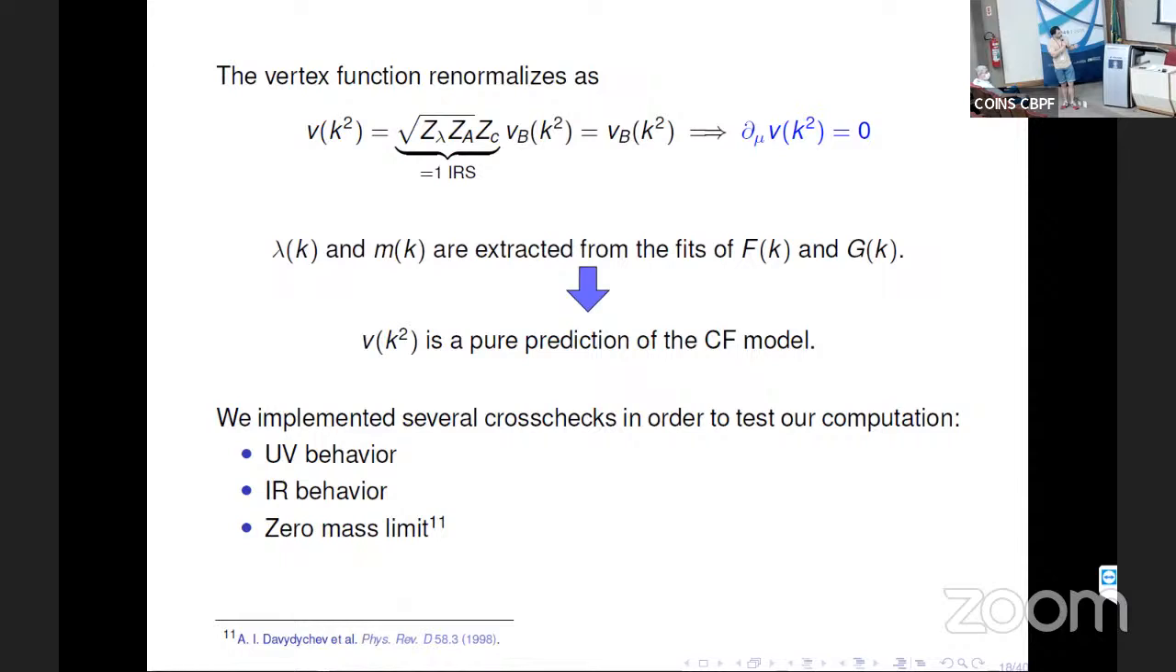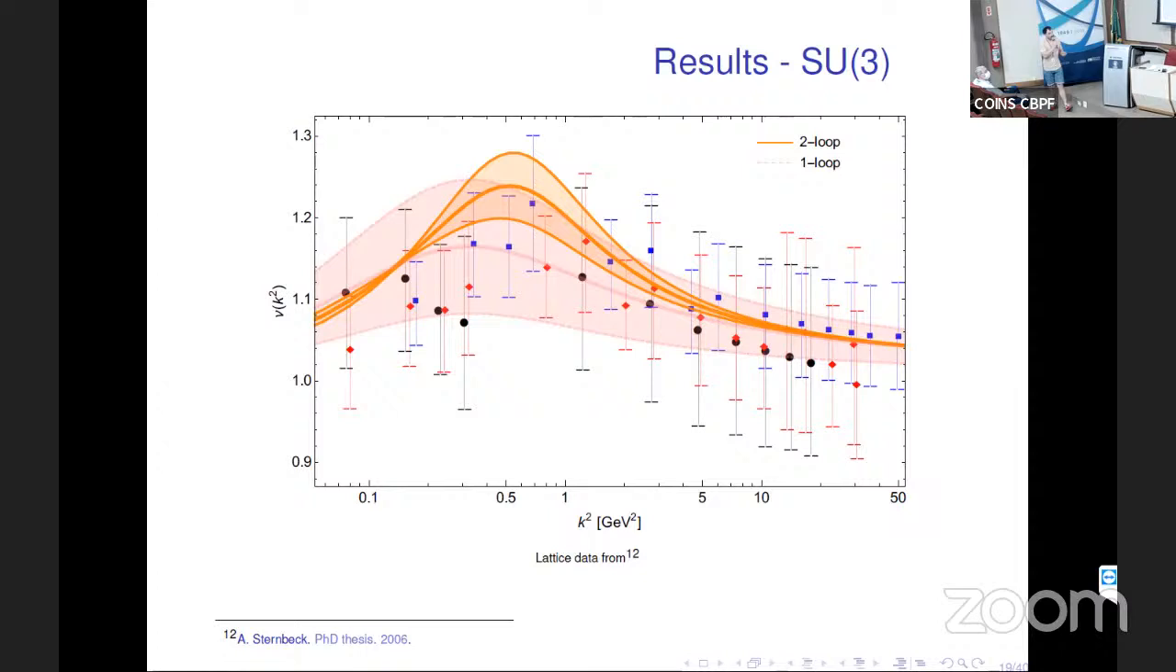So here I am showing you the results. This is for the SU3 gauge group. In pink here, you see the one loop result. In orange, the two loop result. And this band is an estimate of the difference between one order and the next one, right? As you can see, the size of the band diminishes when we move from one loop to two loop order. And this is consistent with the perturbative treatment, right? The error bars, unfortunately, are quite large. So it is not easy to say which one is describing better the lattice simulations, but in any case, both of them are quite good.